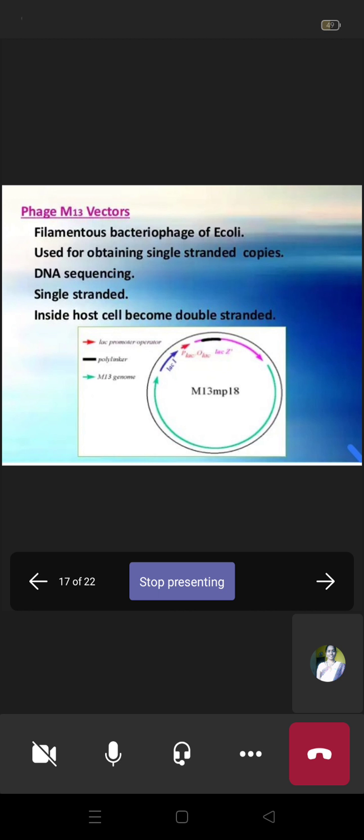But here M13 vectors are useful for single strand copies, meaning any one strand of the DNA or gene is inserted into these vectors and the copies are collected after completion of cloning. It is useful for DNA sequencing. Inside the host cell it becomes double stranded, but outside the host cell it is single stranded. So here two aspects of M13 infection are of value to the genetic engineer.